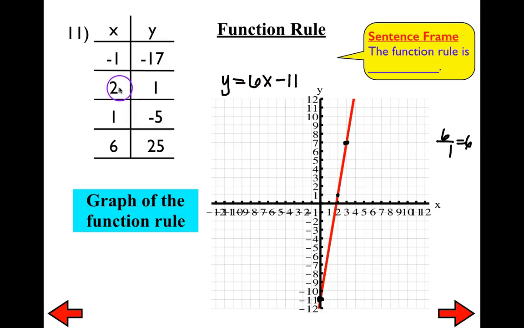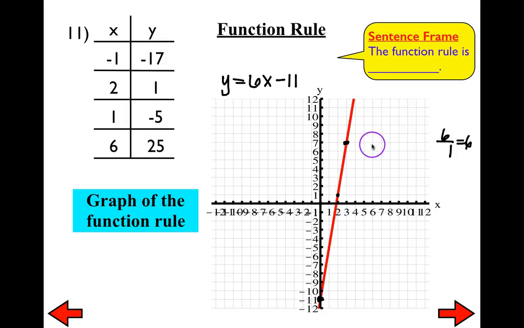That works. 6 times 2 is 12. 12 minus 11 is 1. That works. 6 times 1 is 6. Minus 11 is -5. That works. Sorry, -5. Here, 6 times 6 is 36. Minus 11 is 25. So this works as well.